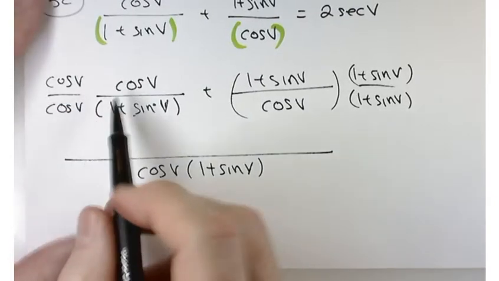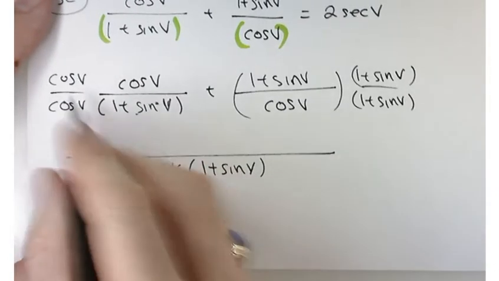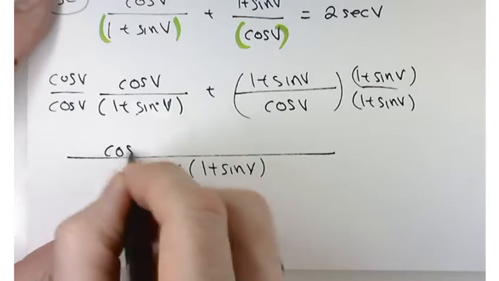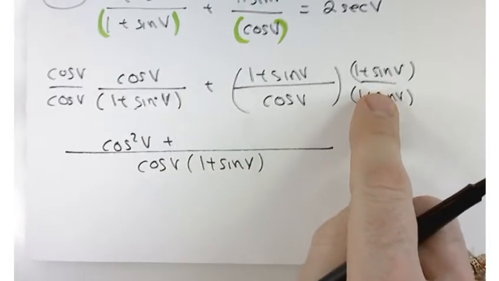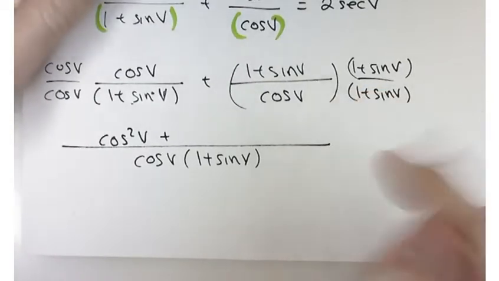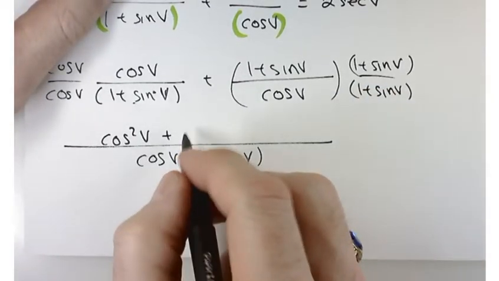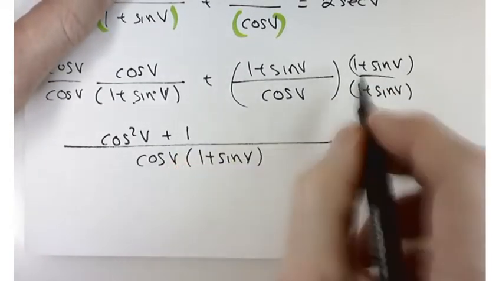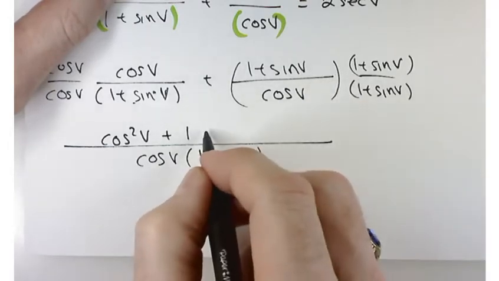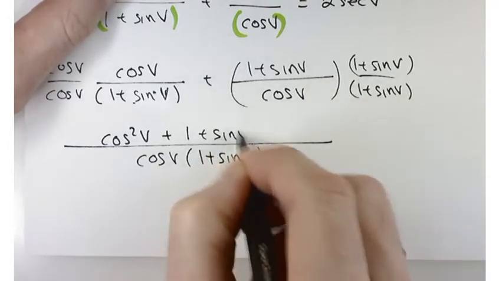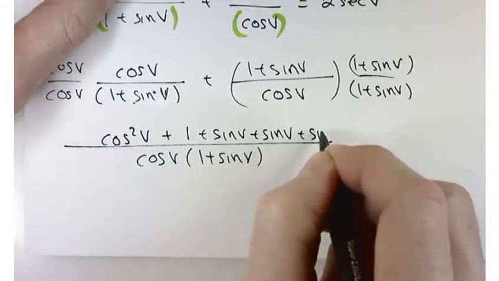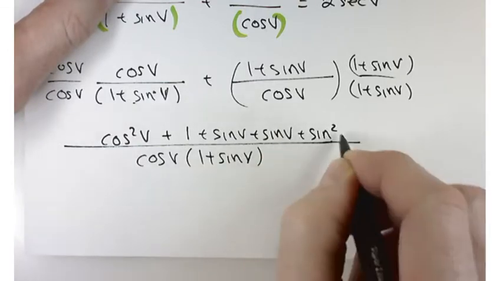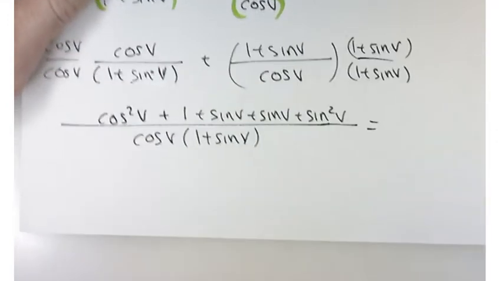Now in the numerator, if I distribute here or multiply, I get cosine squared of v. Unfortunately, I'm not going to get a lot of nice simplification like I did in some of the other problems. I just got to FOIL it out. It's going to be 1 plus sine of v plus sine of v again plus sine squared of v, like that.